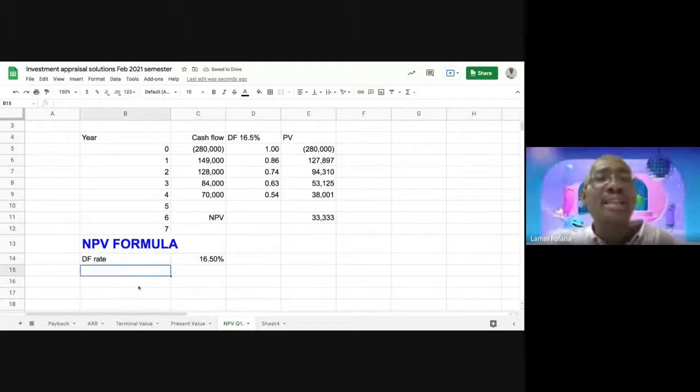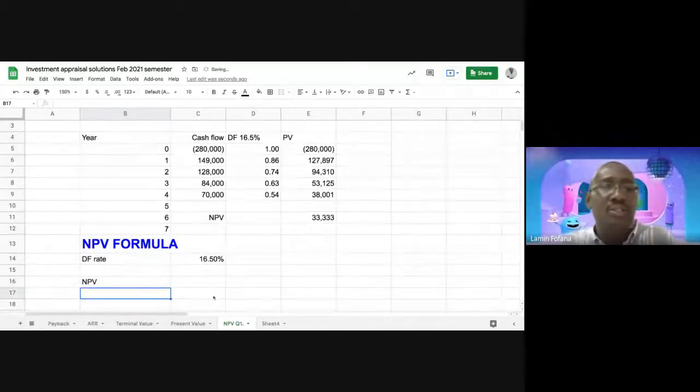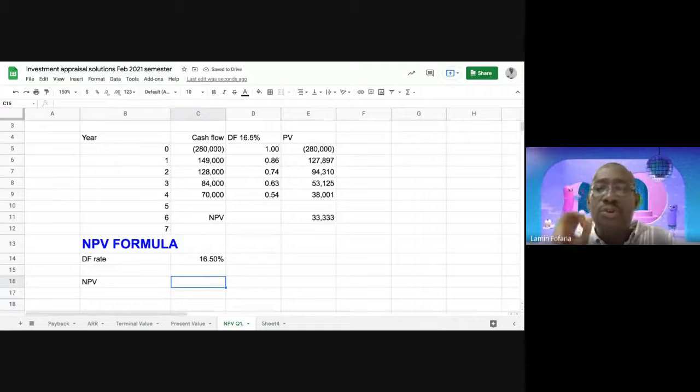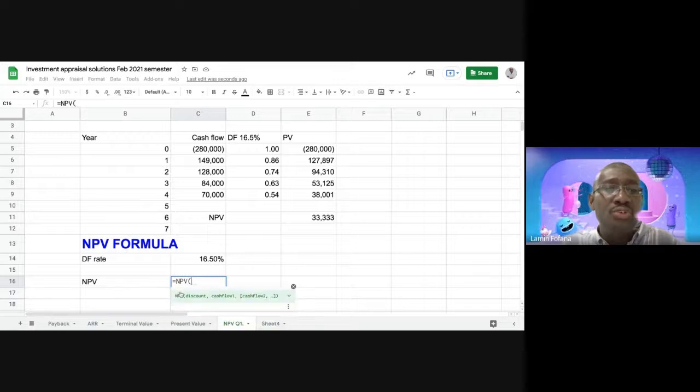So to use an NPV formula, I'm just going to say NPV. Okay, so we're going to find NPV and we're going to find it here. So very simple. You go equals NPV, as you can see. It will return NPV for you. So you choose NPV. Once you choose NPV, can you see it has given you all the parameters? The first part of the formula is the discount rate, and the second part is cash flow 1 and then cash flow 2, like that.